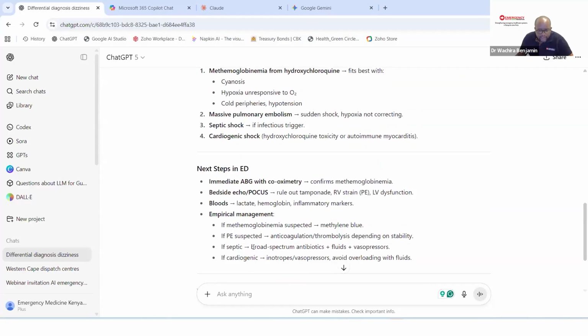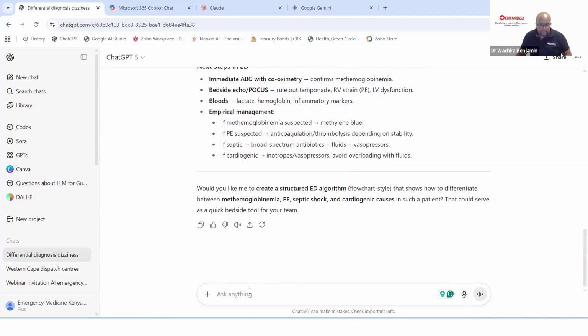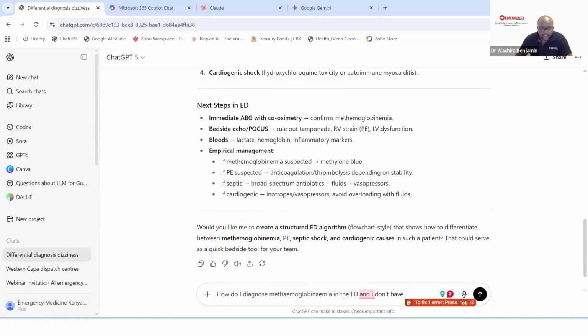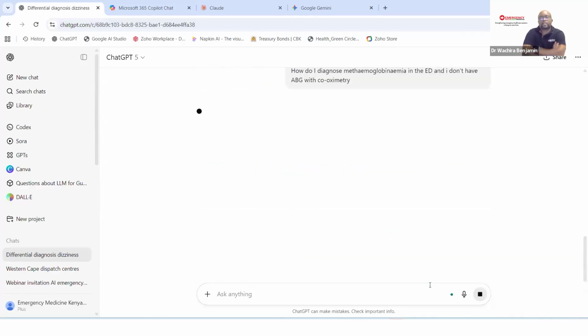So let's see. How do I diagnose methemoglobinemia in the ED? And I don't know. So let me see. Next up, bedside echo. These are just rural things. I don't have ABG with oximetry. What do I require if I don't have that? So how do I diagnose?